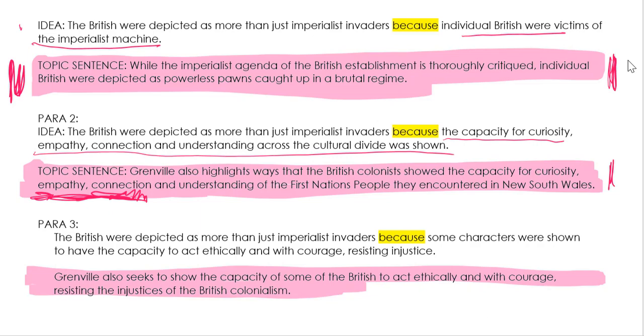Okay, and the third one, which was about characters having the capacity to act ethically and with courage, resisting injustice, that's about fighting back. I came up with this one. Grenville also seeks to show the capacity of some of the British, and that word there, some, is important, to act ethically and with courage, resisting the injustices of British colonialism. So I'm trying to tap into that idea of there being that. It's not that that's gone away, it's still there, but there were some who did something different to just that, British colonialism.